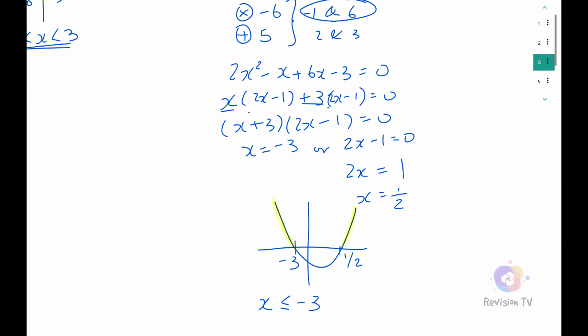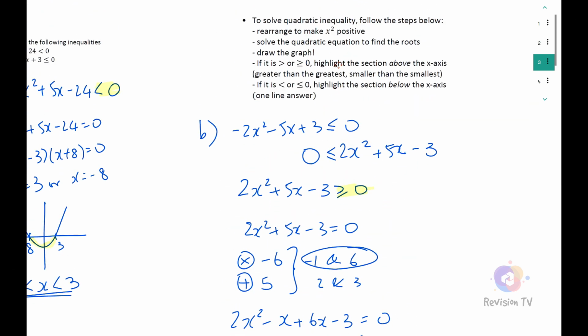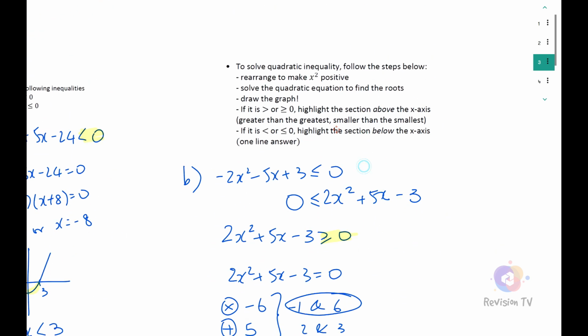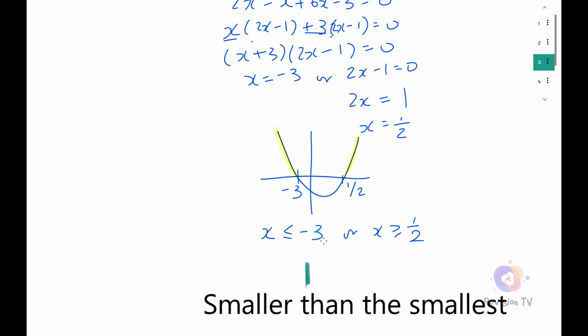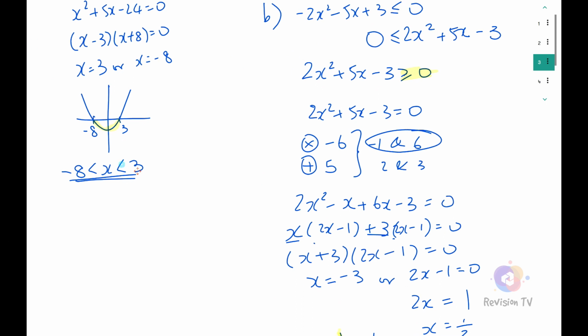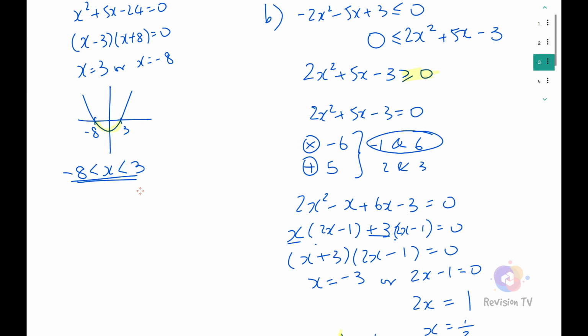Okay, what about this one here? This right whisker is on the right side of a half. That means we'll say x greater or equal to a half. That means any number bigger or equal to a half. And that's why I said if the answer is greater than, you can remember this line: greater than the greatest. So it's greater than the greatest value. Between a half and minus 3, the greater value is a half. So greater than the greatest, or smaller than the smallest, and less than 0 will be a one-line answer.